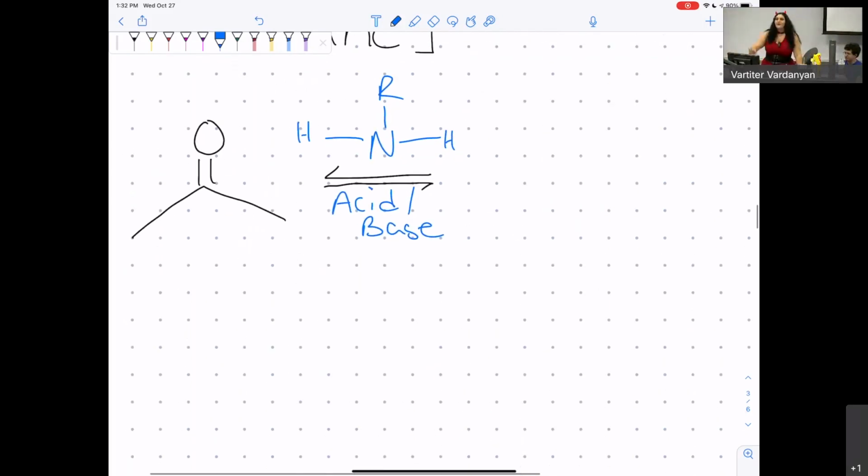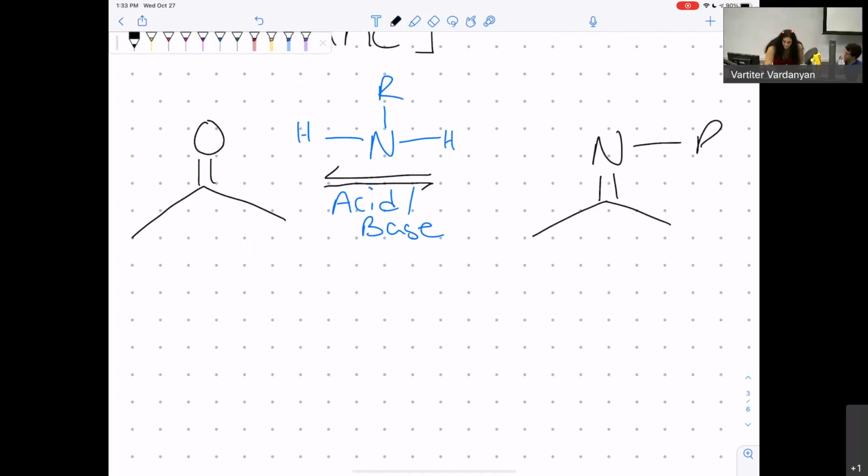And all I want you to know is that we take the O, we swap it for a nitrogen, and all we keep is the R group. We magically get rid of the hydrogens.